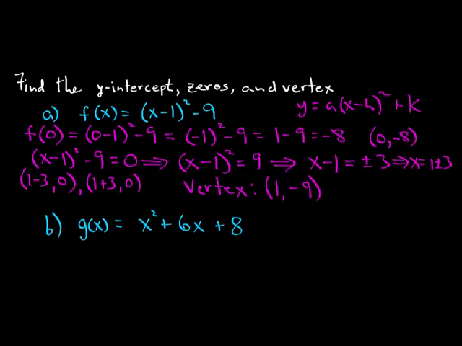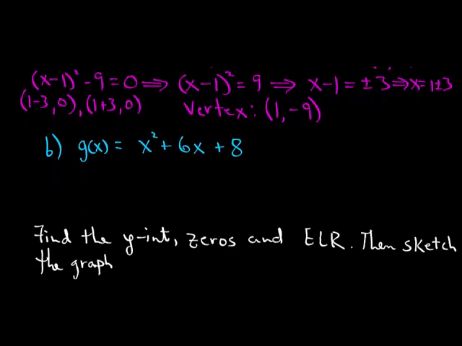Okay, let's look at this one then. We've got a little bit different form. Still, it's a second degree polynomial, but we still find the y-intercept the same way. We just take a 0 and put it in for x. So we've got g of 0, which is going to be 8. So we've got this point (0, 8). That's where the function crosses the y-axis.